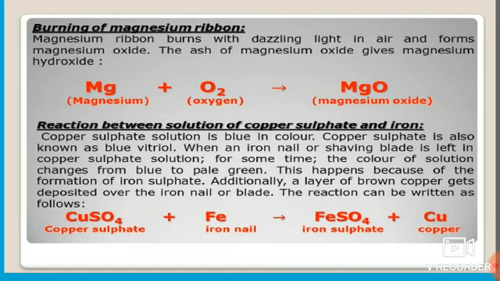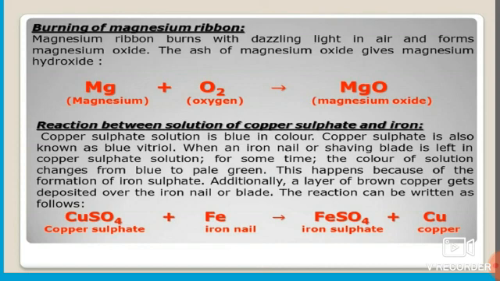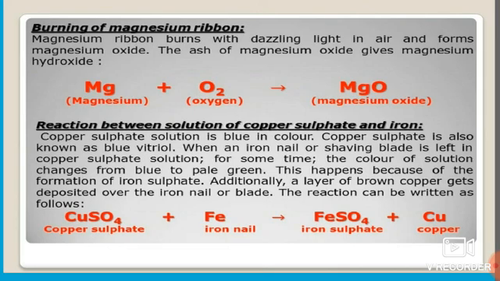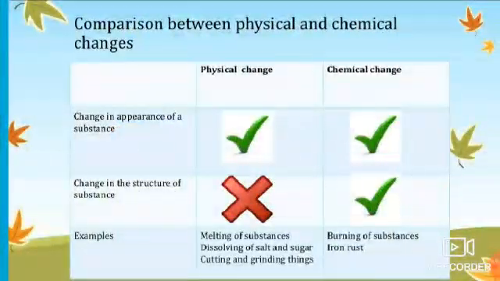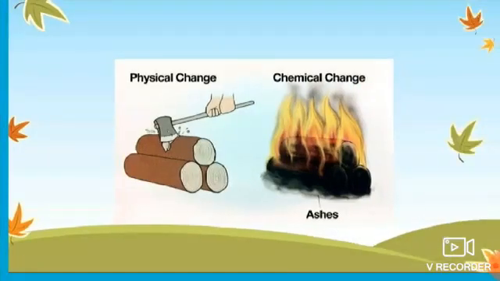Additionally, a layer of brown copper gets deposited over the iron nail or blade. The reaction can be written as follows: CuSO4 combines with iron to give iron sulfate, FeSO4, and copper. Here on your screen, a comparison table is given to show the difference between chemical and physical changes. Again, physical and chemical changes are shown by an example: cutting of logs and burning of logs.